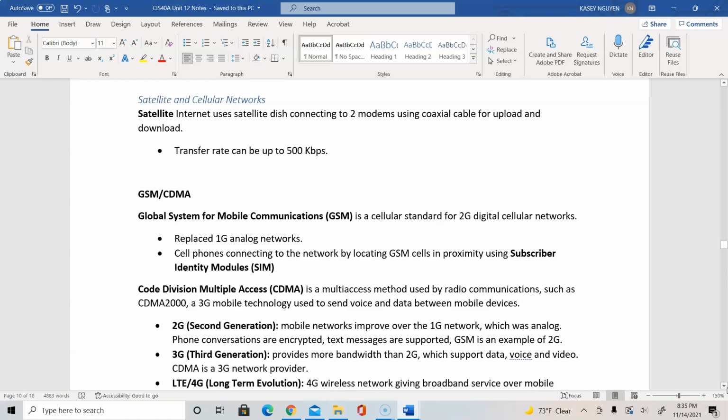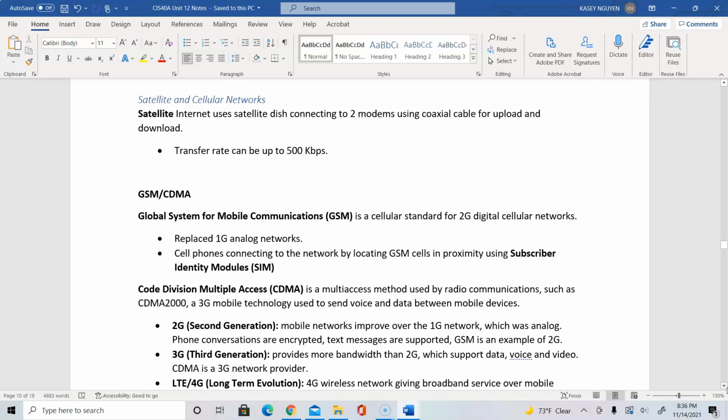So 2G stands for second generation, and that was an improvement from 1G, which was analog. On 2G, your phone conversations are encrypted and it supports text messaging. GSM is an example of 2G. 3G is third generation. It provides a bandwidth higher than 2G. It supports data, voice, and video. CDMA is an example of 3G networks.